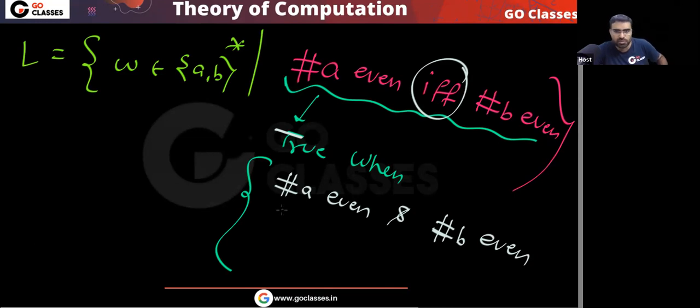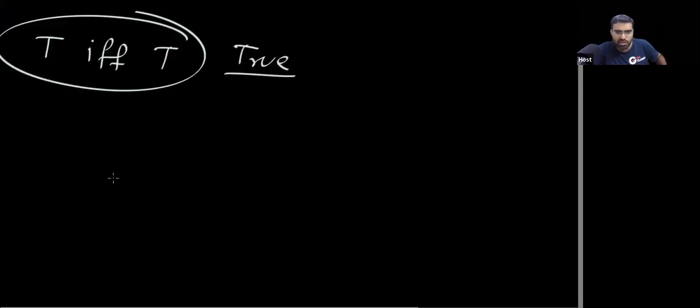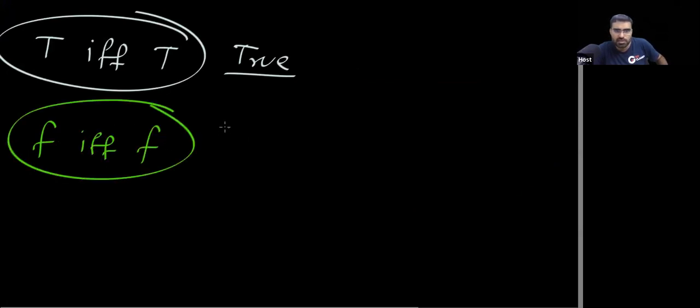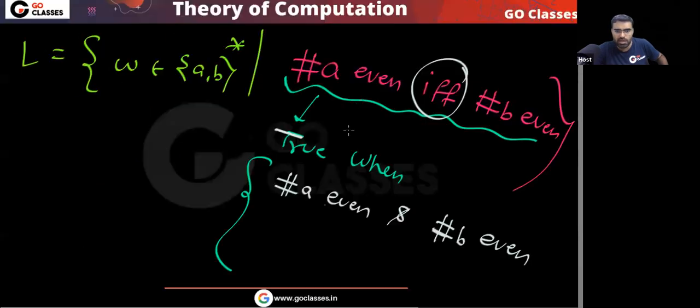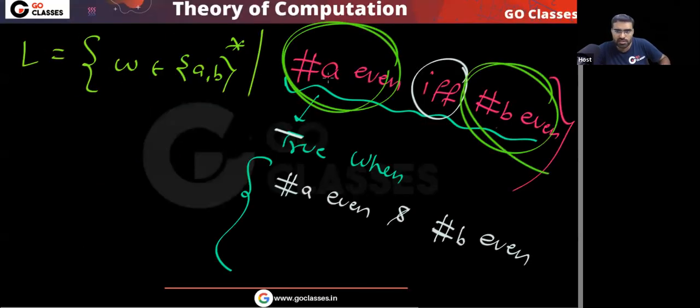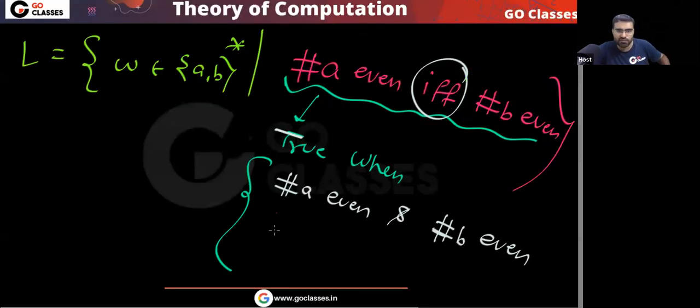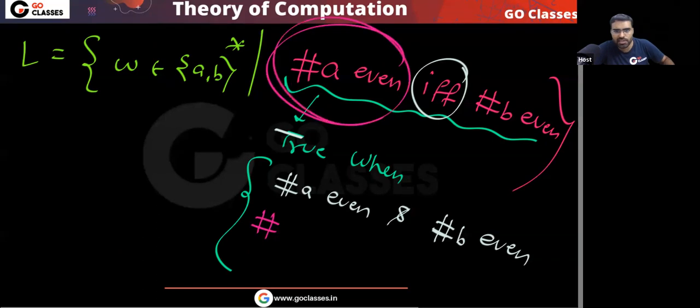And when both are false, then also the string will belong to the language. Yes or no? False if and only if false. This is also true. So if both are false, then also the string will belong to the language. So remember, when will this be false? Tell me.